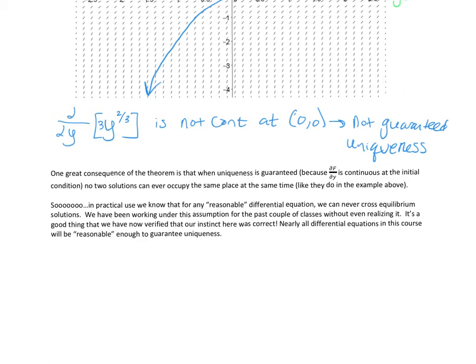So in practical use, we know that for any reasonable differential equation, you will never cross equilibrium solutions. So we've been working under this assumption for the past couple of classes without even realizing it. It's a good thing that we've now verified that our instinct here was correct. Nearly all differential equations in this course will be reasonable enough to guarantee uniqueness, and solutions will never cross.